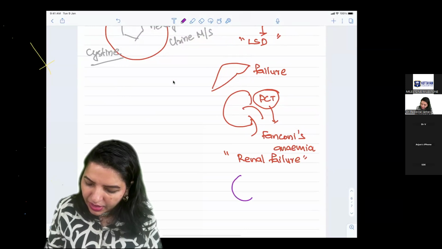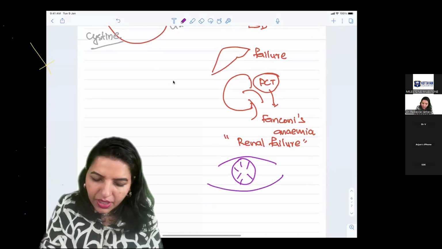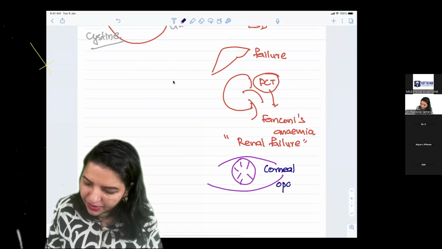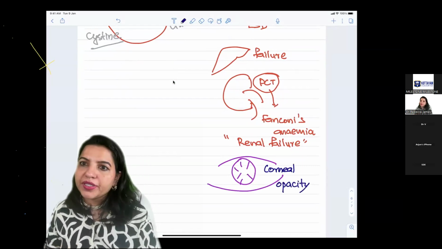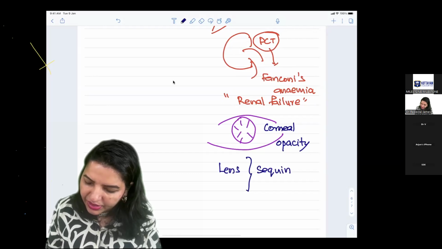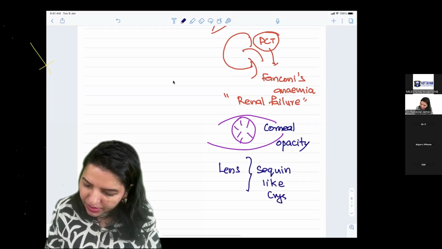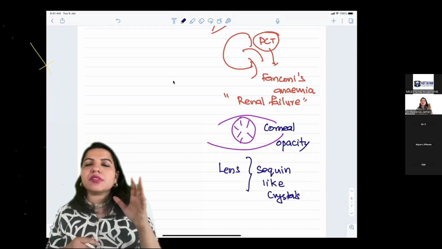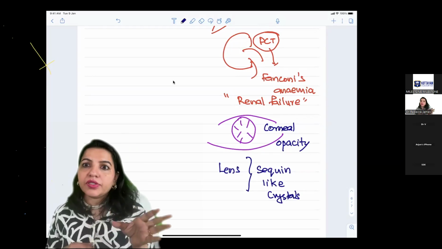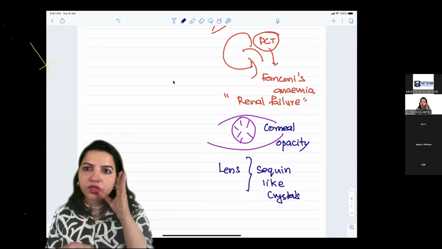Then in the eyes, there is corneal opacity. In the lens, you can see crystals inside the lens which look like sequins. Sequin-like crystals in the lens. So these are some of the characteristic features of cystinosis, which is a different thing. It is a lysosomal storage disorder.